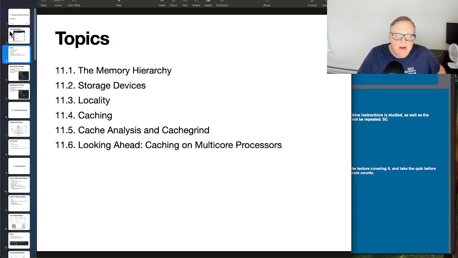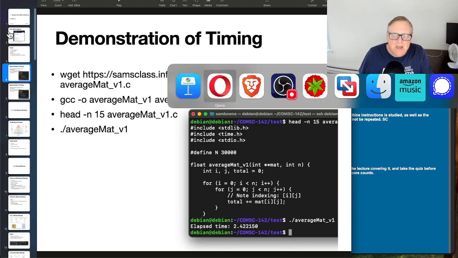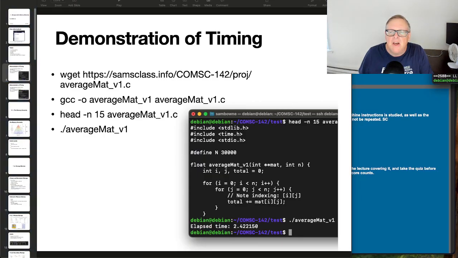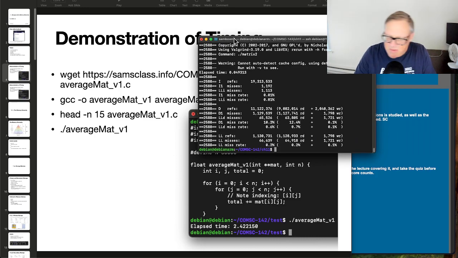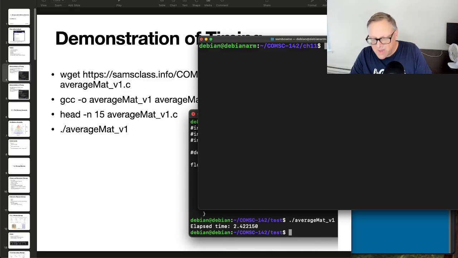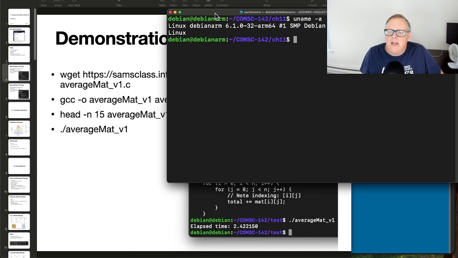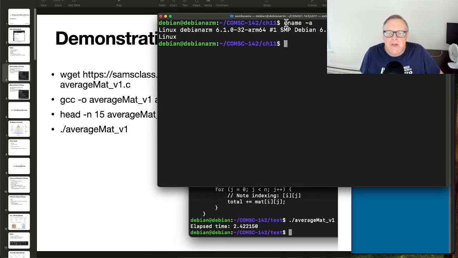All right, so we're going to talk about the types of memory you have and a whole lot about caching and how caching works. You can demonstrate the consequences of timing here, and I've got this ready to go. Let me make this bigger. This is running on this Mac, a virtual machine in VMware running Debian Linux. And as you can see, if I do uname -a, you can see I'm running 64-bit ARM architecture.